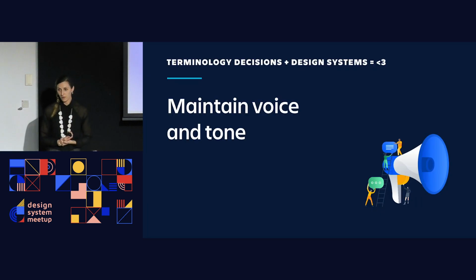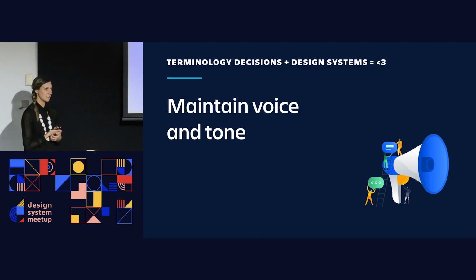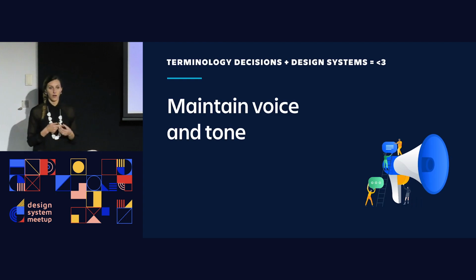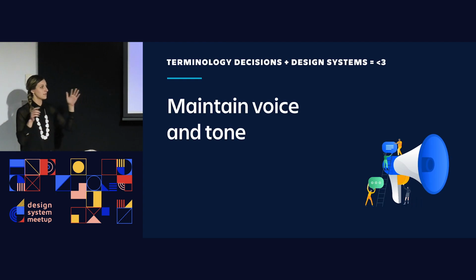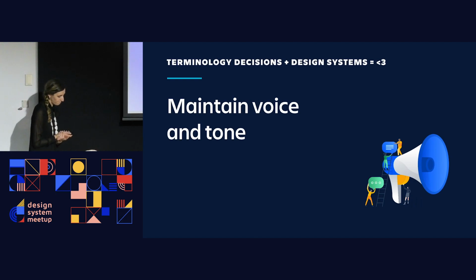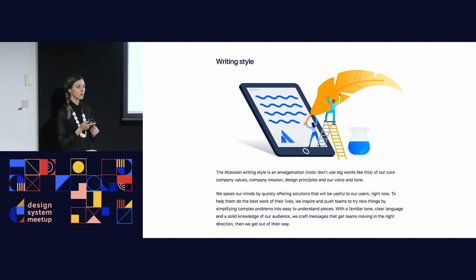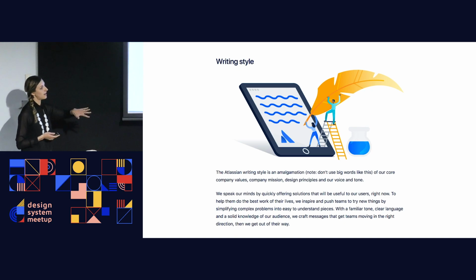And so bread and butter for all the content people in the room is obviously maintaining voice and tone. If we embed terminology decisions within a design system, we can help make sure that all of our products, brand assets, websites, everything is adhering to our brand personality. So at Atlassian, our brand personality is bold, optimistic, and practical with a wink. And we have a writing style and a set of writing guidelines that helps us adhere to that.